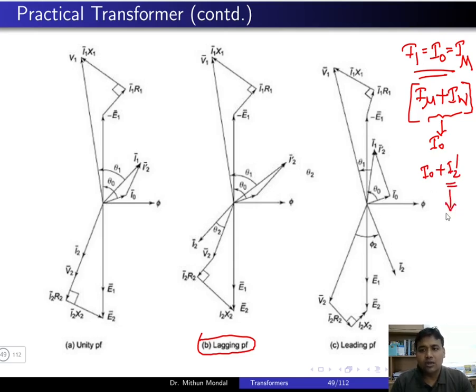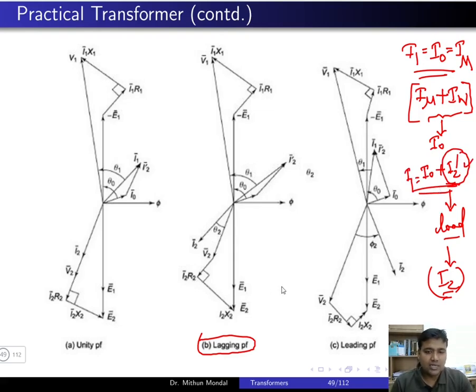So when you are loading the transformer, there will be a current I2 flowing, and in order to counterbalance the flux, to keep the flux in the core constant, we will have one current which is I2 dash, and this current will be added to the primary current of the transformer. So this we have discussed in theory. Now we will draw the phasor diagram.